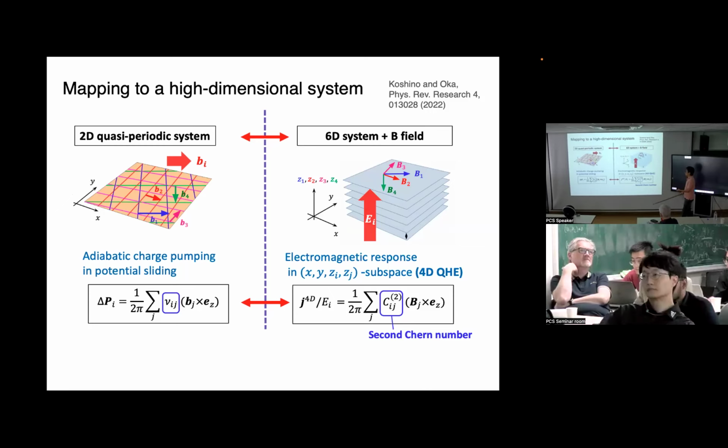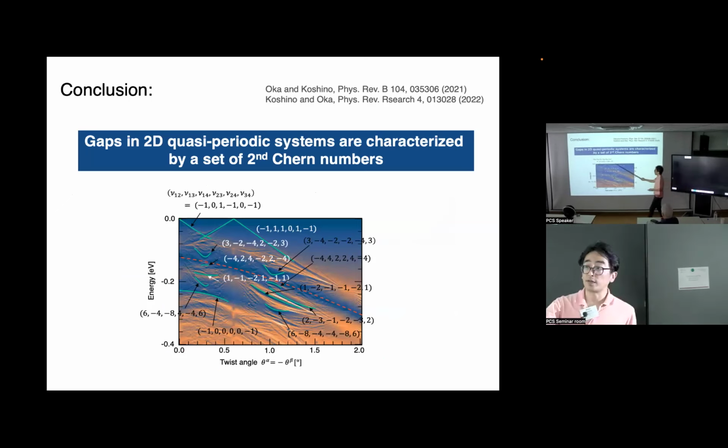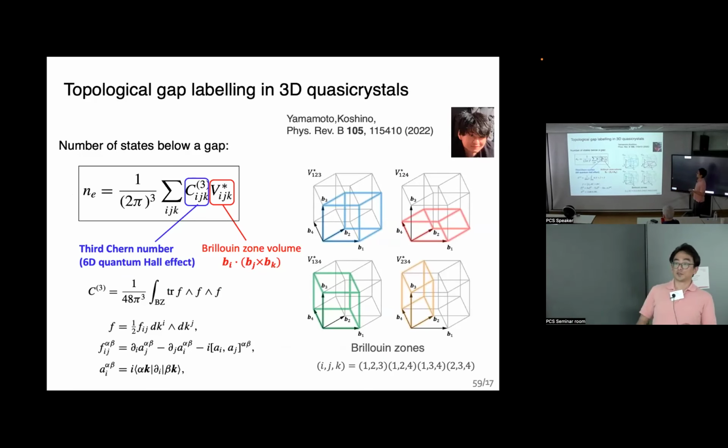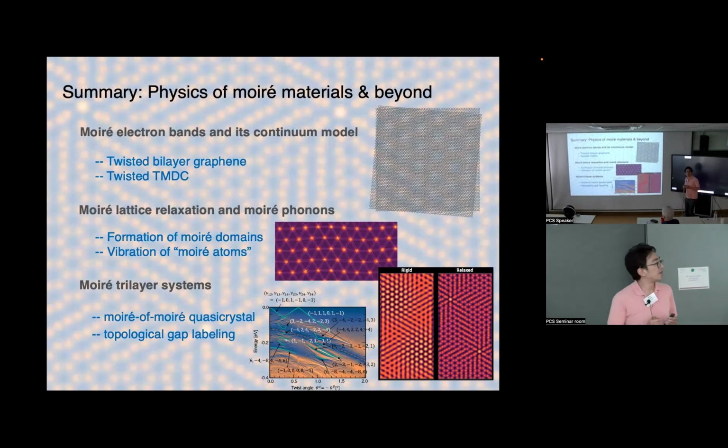So in any case, this is the actual graphene HBN sandwich system. Every gap is characterized by the 6D second Chern number. That's the direct connection to the higher dimensional one. So there's a 3 dimensional order. Okay, thank you very much.